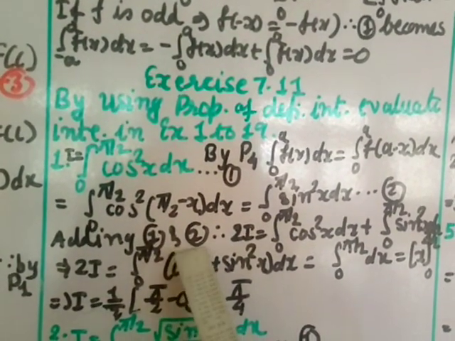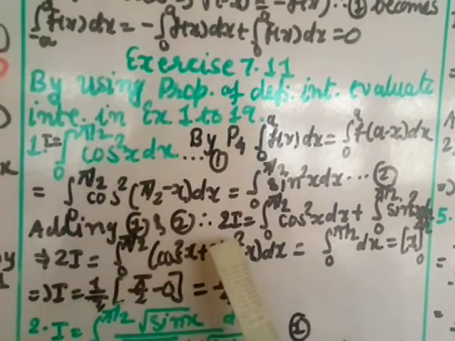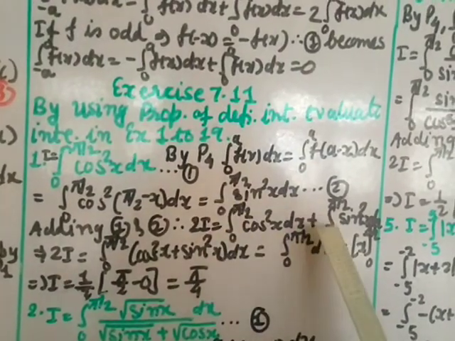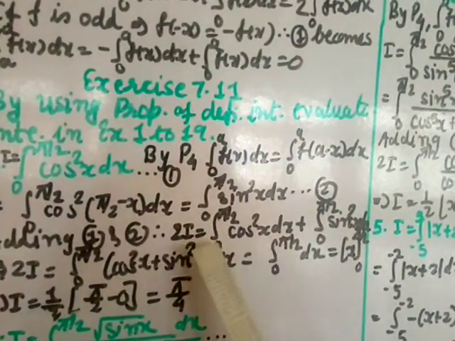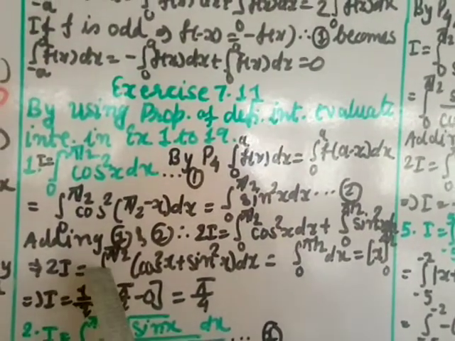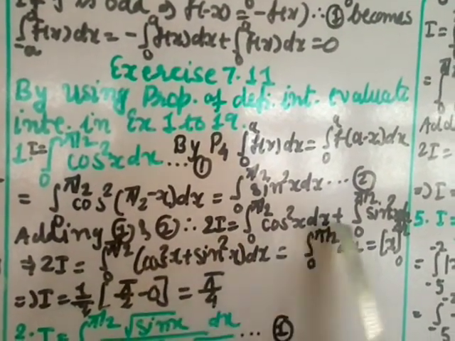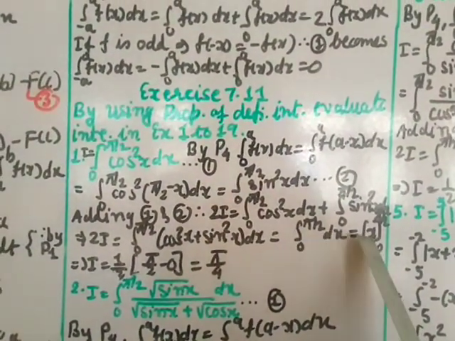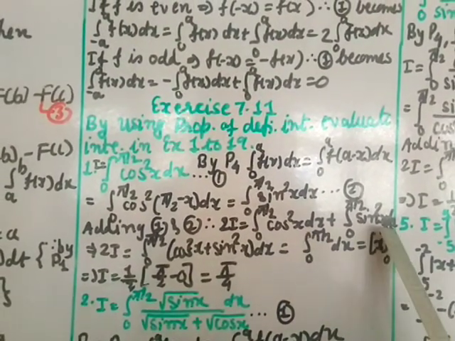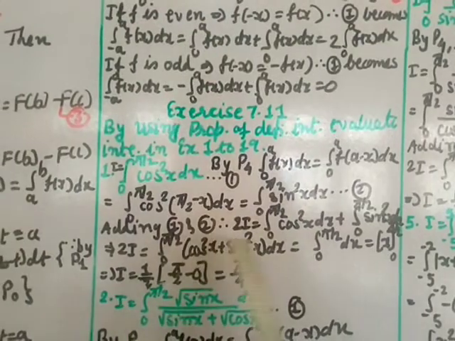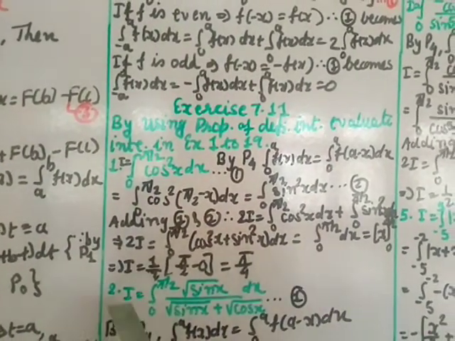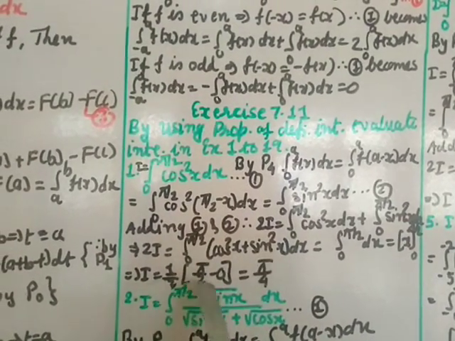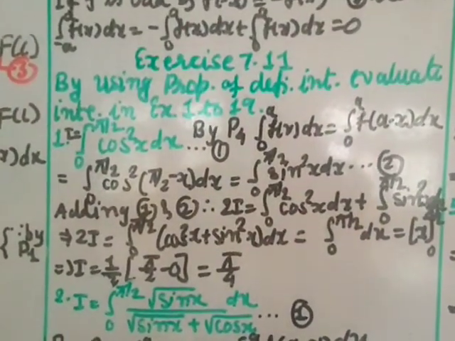Now add 1 and 2. When you add, I plus I gives you 2I, which is equal to integral 0 to pi by 2 cos square x dx plus integral 0 to pi by 2 sine square x dx. The limits are common, so take out integral 0 to pi by 2 of cos square x plus sin square x dx. Cos square plus sin square is 1, so 1 dx. Integral of 1 is x, with limits 0 to pi by 2. So put pi by 2 minus 0, and transferring the 2, I is equal to 1 by 2 times pi by 2 minus 0. Multiplying, 1 into pi is pi, 2 into 2 is 4, so pi by 4 is the answer for question number 1.